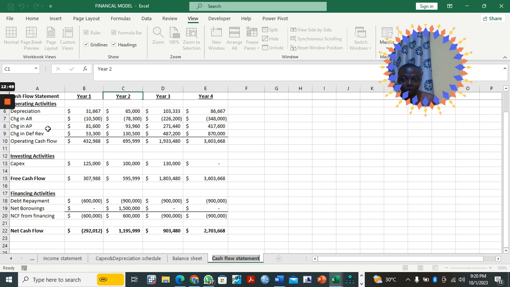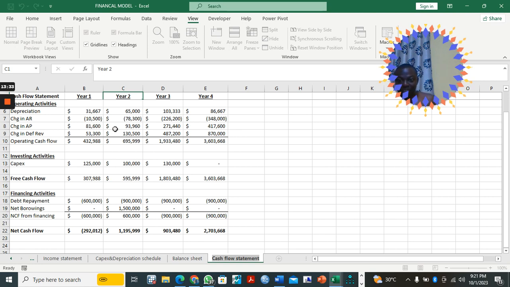When it comes to operating activities, operating activities simply refers to things that actually go into the operations of the business. And then the investment activities are the money the business invests in order to operate or make profit, in order to function as a business. So that's the investment activities. And then the financial activities are the money you raise to help in running the business. It could be borrowings, repayment of debt, and all that. All those fall under it.